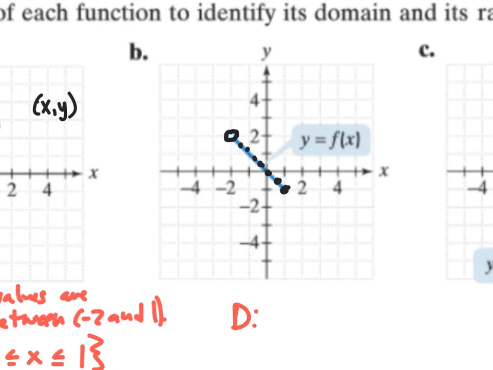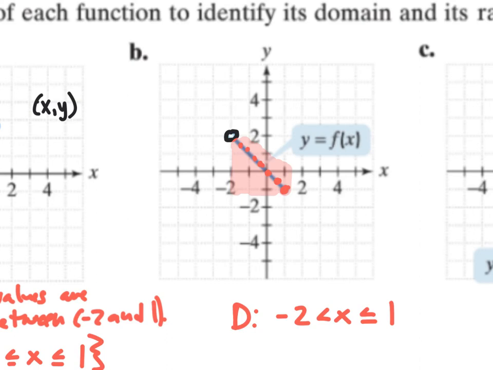Same thing here. What I want to do with my domain, where do I start with my x values, and then where do I go? Where do I start, where do I end? So I start at -2, but at -2 we have an open circle, so we don't actually include -2. So I would say that I go from -2 is less than x is less than or equal to 1. The reason I put the less than or equal sign on the 1 is because we have a filled-in circle.